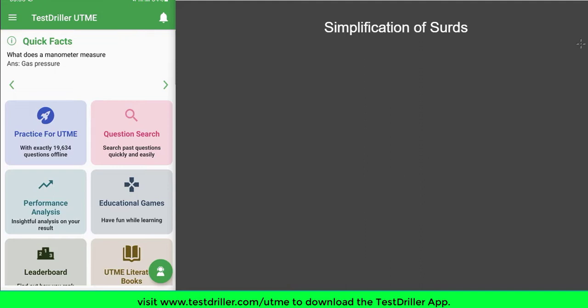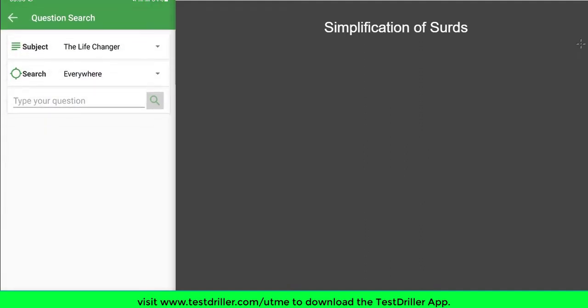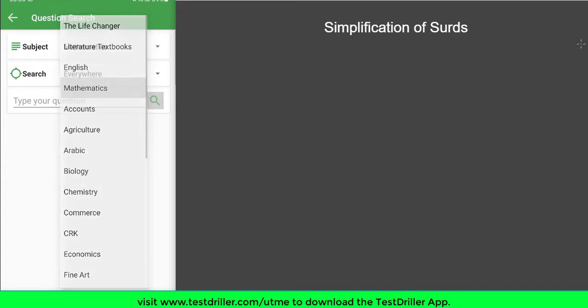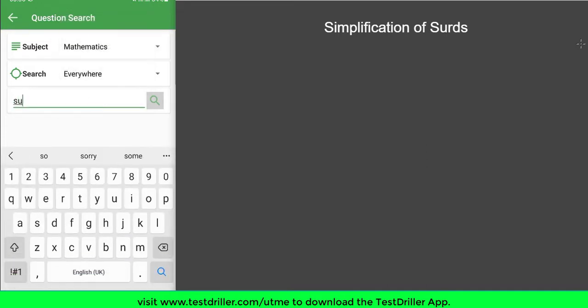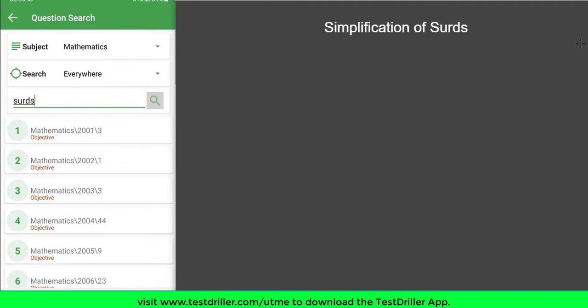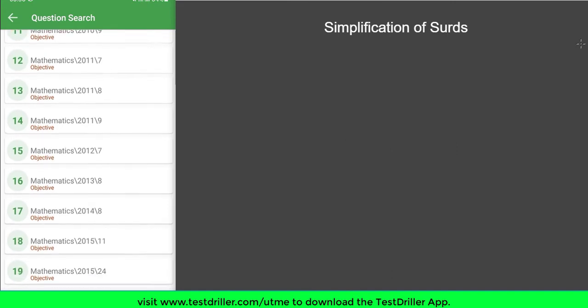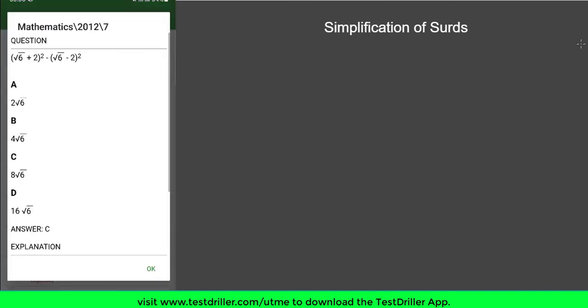So let's look at some past questions from JAMB, from the UTME app. I'm going to pick mathematics, then search for questions related to surds. The first question I'm going to solve is question number 7 from the year 2012. Let's take a look at this question. The question says we should simplify root 6 plus 2 squared minus root 6 minus 2 squared.